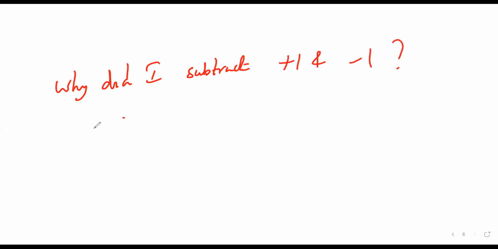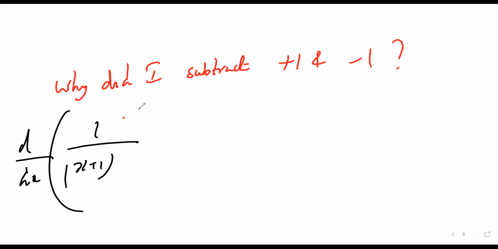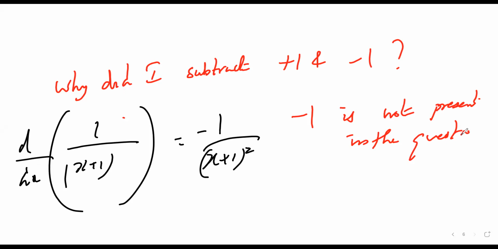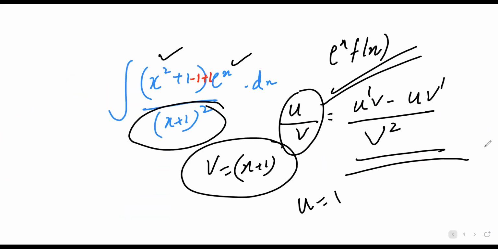Because I know 1 by x plus 1 differentiation, d by dx of 1 by x plus 1 is what? Minus 1 by x plus 1 the whole square. Minus 1 is not present in the question. So you'll have so many doubts running in the mind. Kindly just listen. Okay, minus 1 is not present in the question. So that is the reason I am adding plus 1 and minus 1. Okay.